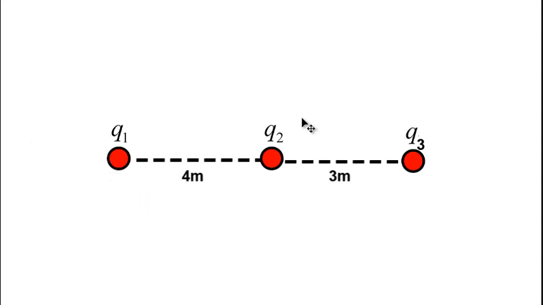Now, what if we choose Q1 as our origin? I believe you should know what we should get. R1 will be 0, R2 will be 4i, R3 will be 7i. So this is what we need to know about positioning.